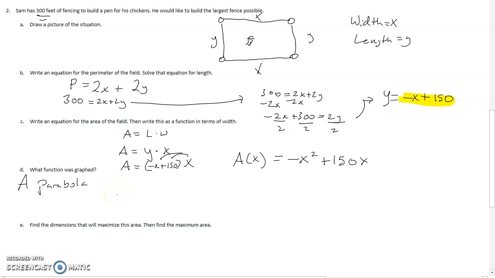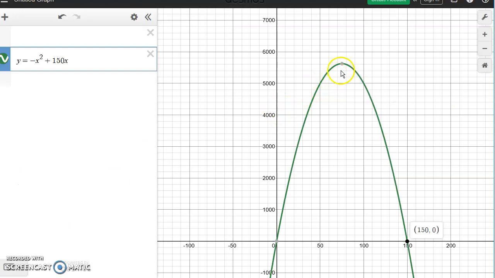Find the dimensions that will maximize the area, then find the maximum area. So now what we're looking for is that maximum area right here. We know that that's the vertex of this parabola. There it is, 75, 5625. Now I want to do this algebraically though. I know I should be getting an x value of 75. This is a good thing to use as a reference to make sure you have the right answer, but we're going to need to do this algebraically a lot of times.